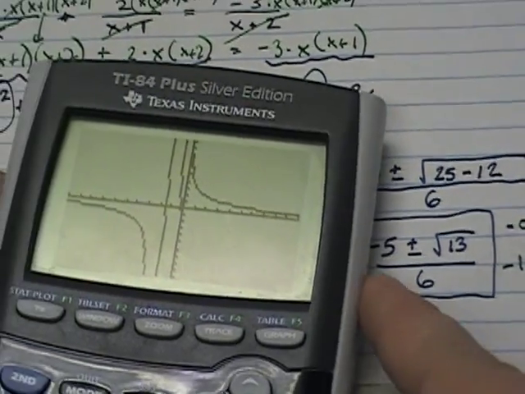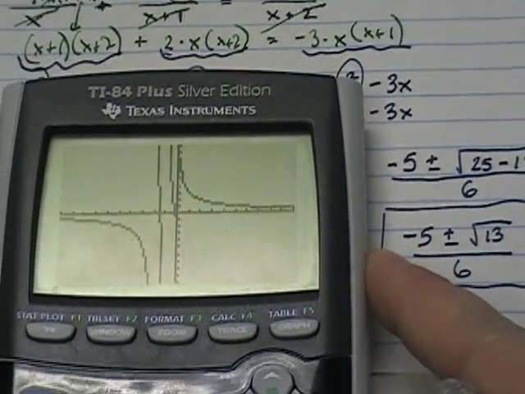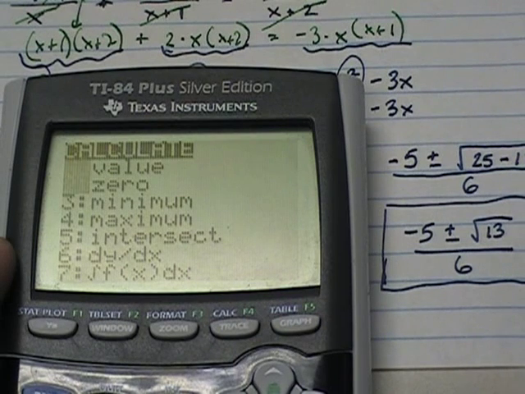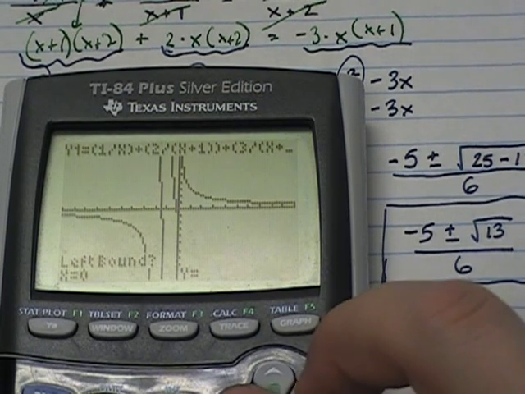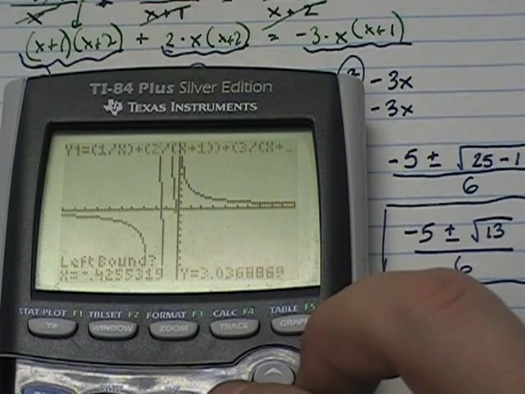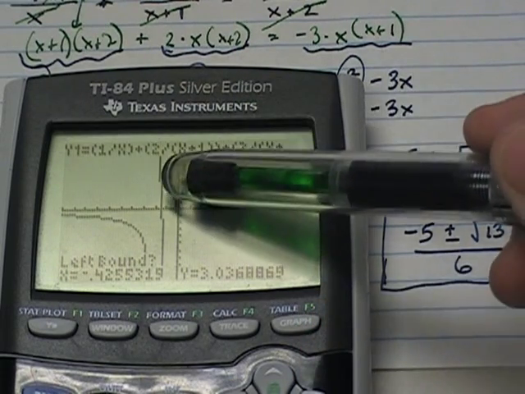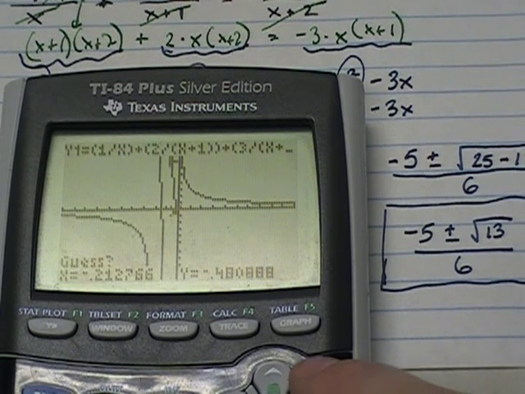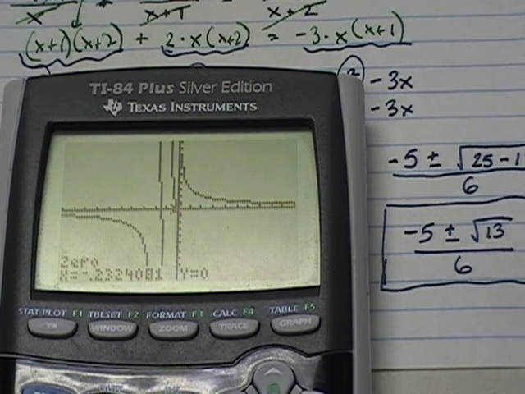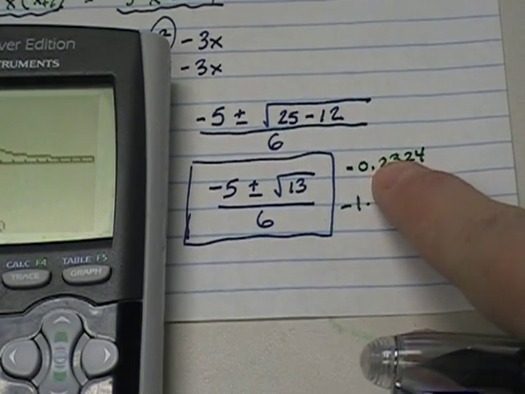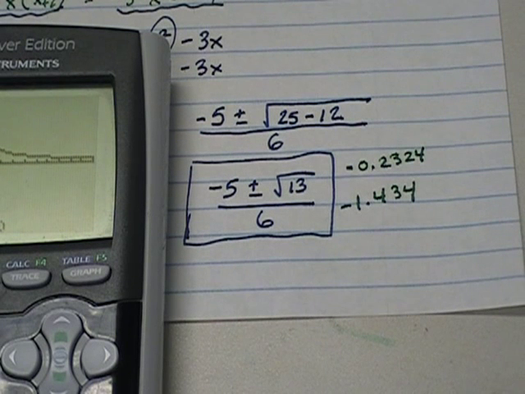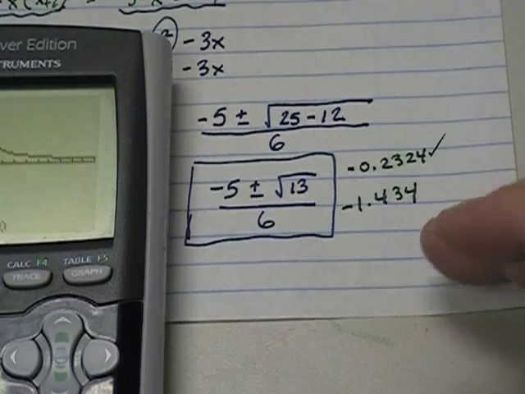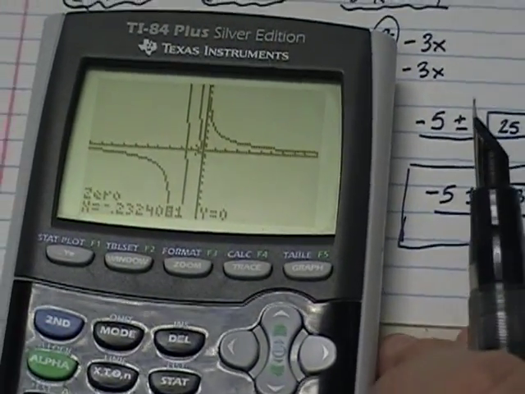But I can check those again. Use the Calculate menu. So I go to calculate 0, and I look here and I say, well, look, my cursor's right at this x-intercept. So I hit enter, right bound, enter, guess, enter. And I get negative 0.2324. Negative 0.2324. So I know that answer is correct.